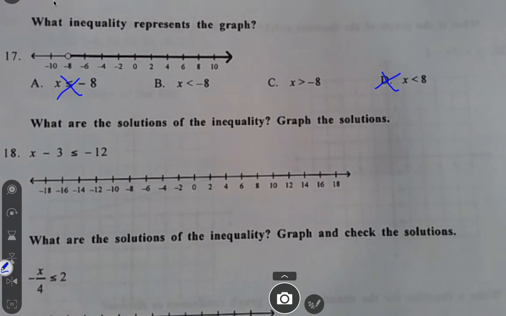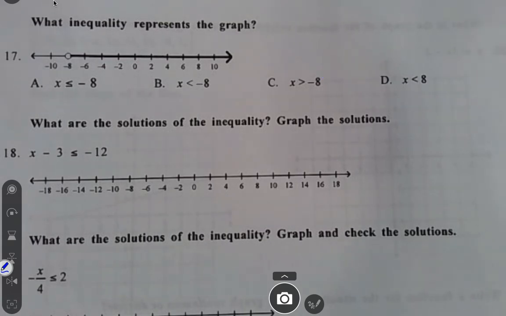Okay, so are we less than negative 8 or are we going to numbers greater than negative 8? Greater. Negative 6, negative 4, negative 2, 0, 2, all those are greater than negative 8. So that's why it's answer choice C. Is everybody okay with that? X is greater than negative 8. Okay, let's look at 18.